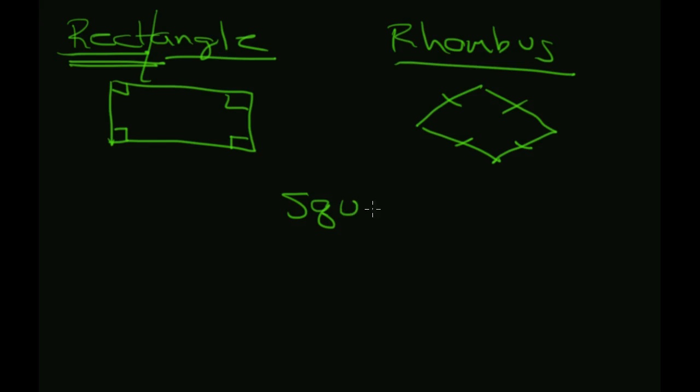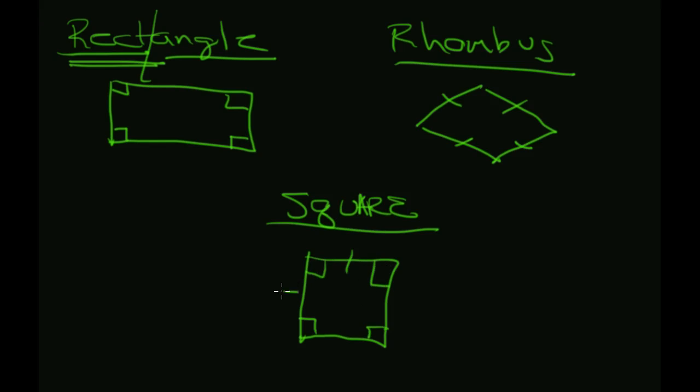So the rectangle has 4 congruent angles, the rhombus has 4 congruent sides. If a rhombus and a rectangle have a baby, they are going to be a square. Okay, so a square is the combination of the two. It has 4 right angles, and it has 4 congruent sides. So these are our special types of parallelograms. So we're going to get some properties from this.